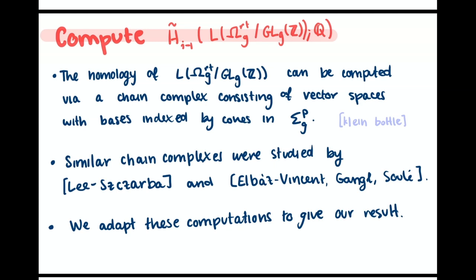The last missing ingredient at this point is that we need to know what all of the perfect cones are and what the differential in this chain complex is. It turns out that similar chain complexes were studied by Elbaz-Vincent, Gangl, and Soulé. They were interested in something different, so their chain complexes are a little bit different from ours, but they were similar enough that we could adapt them for use in our computation. So we adapted their computations to get our main result.